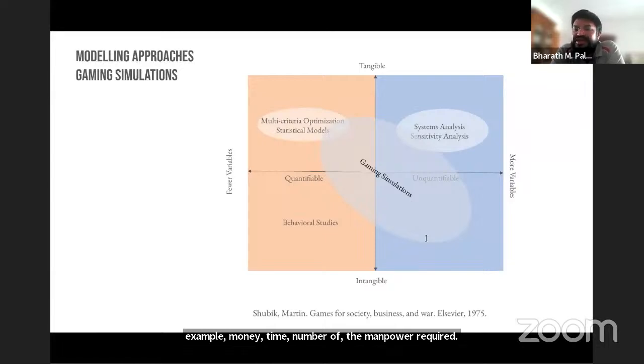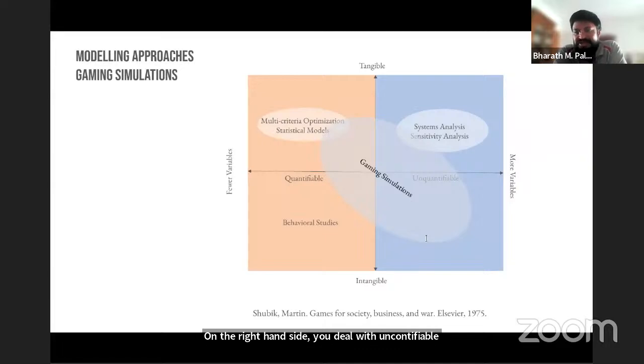There are a whole host of intangible variables as well, such as social network, access, power. We might be able to quantify them, we might not, but they're fairly intangible. It's hard to put a finger on them directly or easily without substantive work. That's the vertical axis. The horizontal axis is looking at the number of variables. On the left-hand side, you have fewer variables, and on the right-hand side, you have more variables. On the left-hand side, you largely deal only with quantifiable variables. On the right-hand side, you deal with unquantifiable variables, variables which you can't put a number to.